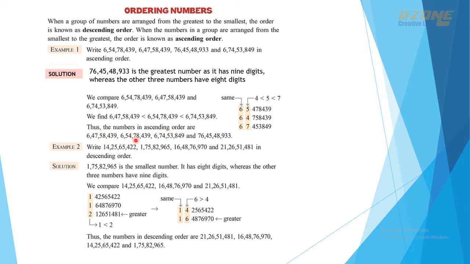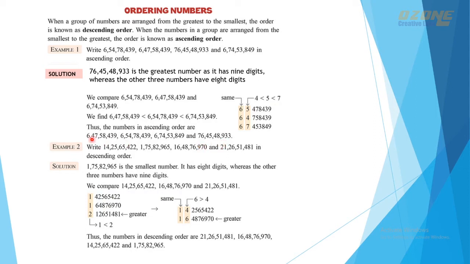5 in the second place will be the next greatest one, and 7 in the second place will be the next greatest one. So we can arrange the numbers like that. Here 4 is less than 5, less than 7. So we can arrange the numbers in the same pattern itself.